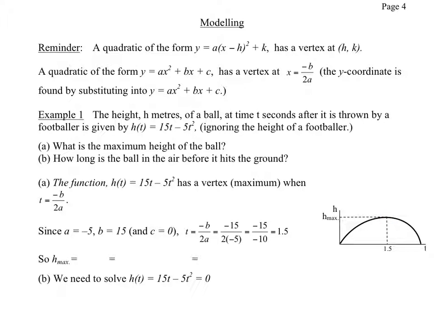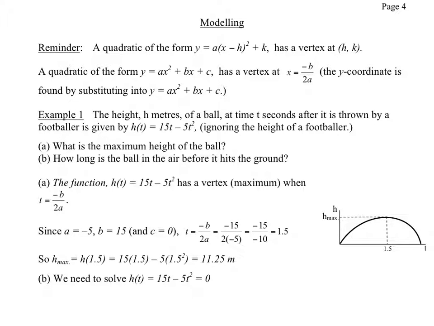How do we find that height? Again, we take this 1.5 and we plug it into this equation to get the height. The 1.5 gets plugged in here and here. If we do that, taking 1.5 and putting it into that equation, we get 15 times 1.5 minus 5 times 1.5 squared. If you do the calculation for that, it's 11.25. So the maximum height is 11.25 meters.